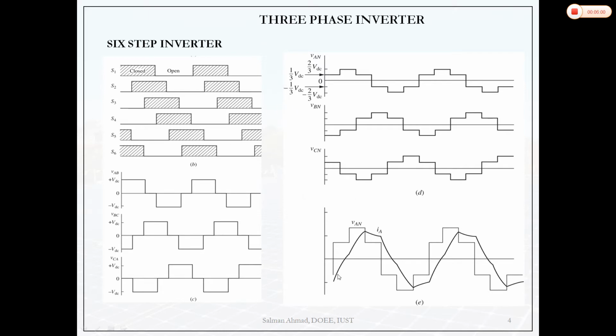Now you can see that the current waveform, that is IA, whenever we apply this much voltage, the current is rising linearly. If we apply more voltage, then the slope will increase. Whenever we apply lesser voltage, the slope will be lesser. Whenever we apply negative voltage, the slope becomes negative.